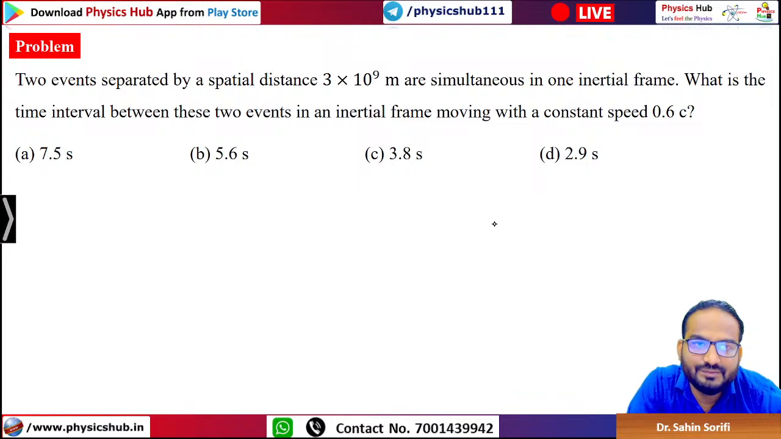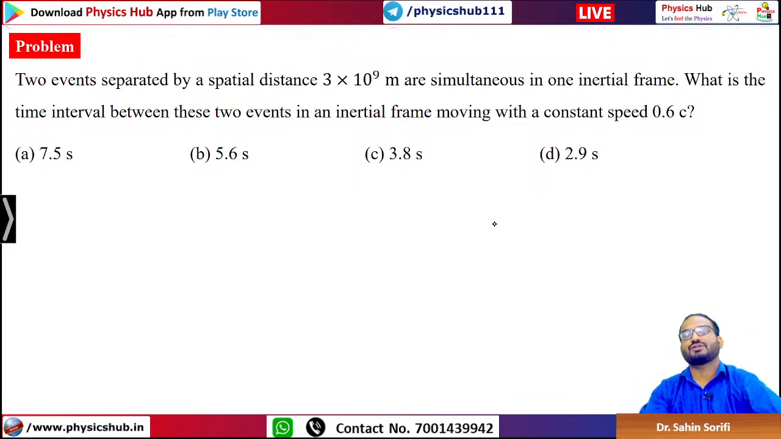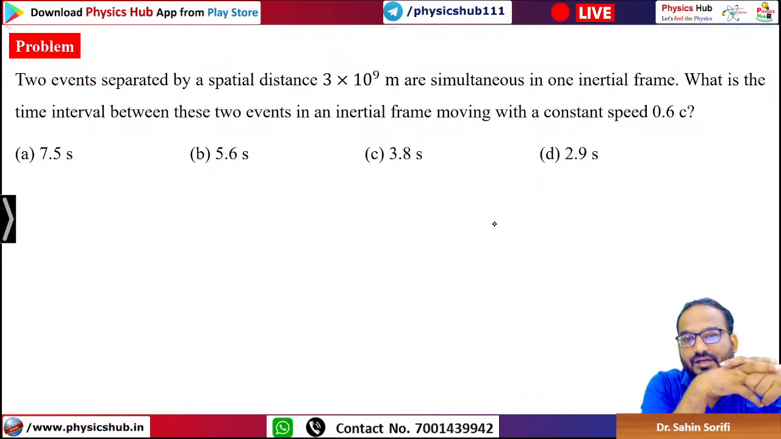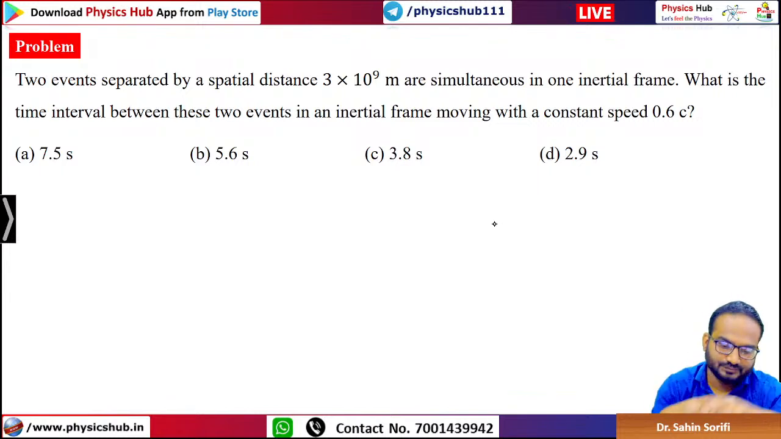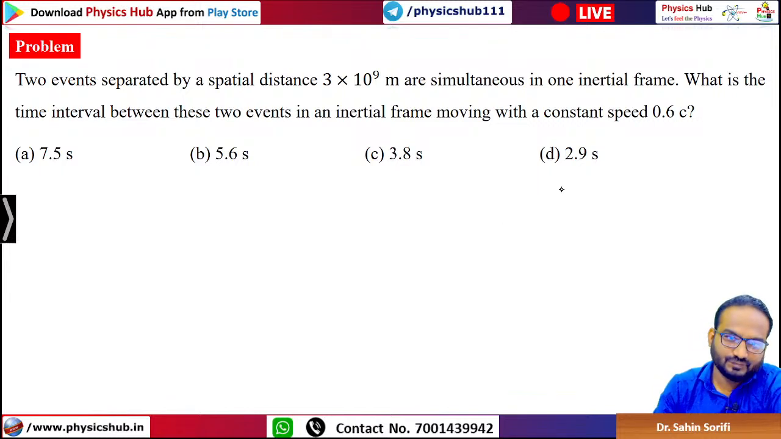Give it a try. Two events separated by a spatial distance of 3 × 10⁹ meters are simultaneous in one inertial frame. What is the time interval between these two events in an inertial frame moving with a constant speed 0.6 c? Do it quickly. What has it asked you?